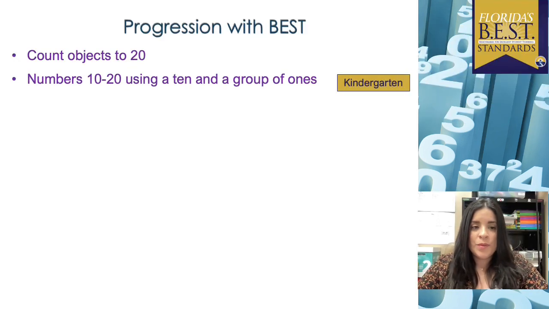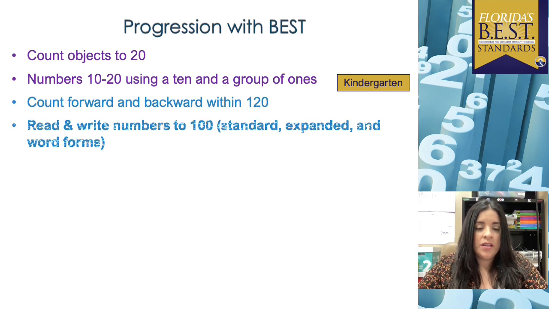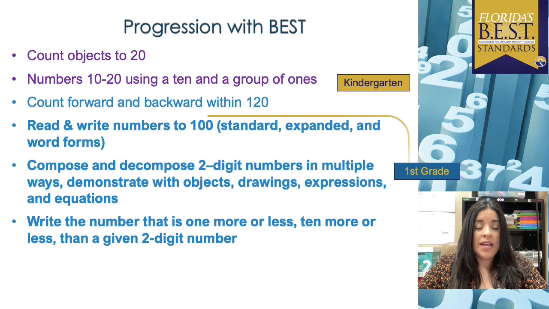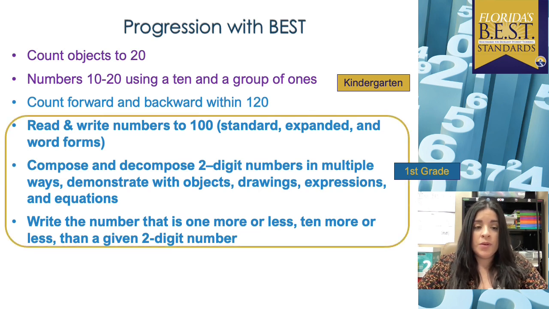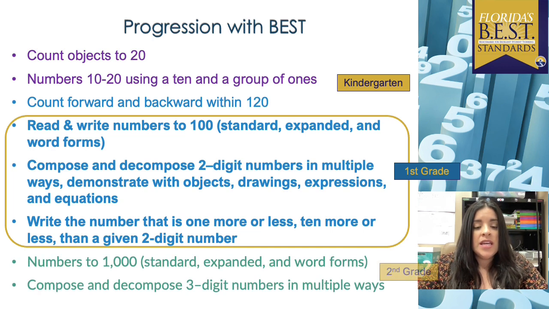Now let's take a look at the progression with BEST. Here's what students were expected to do in kindergarten. Here's what they're expected to do by the end of first grade. We're going to be focusing on reading and writing numbers to 100, composing and decomposing two-digit numbers in multiple ways, and writing the numbers that are 1 more or less, 10 more or less than a given two-digit number. We want to prepare them in all ways for these next skills that they're going to need to know by the end of second grade.